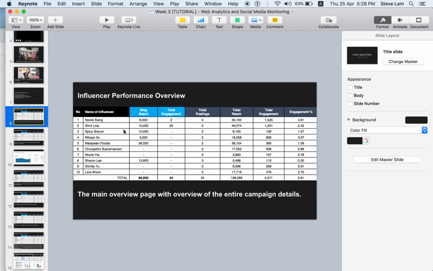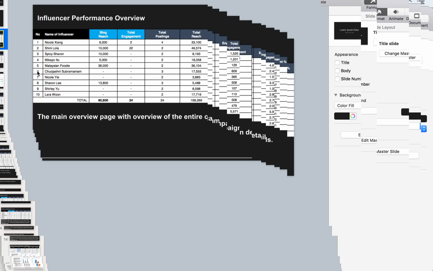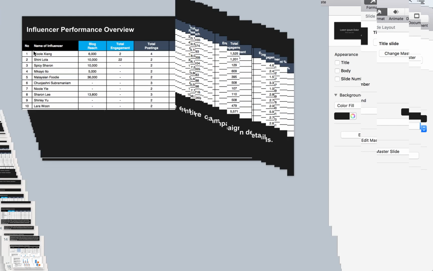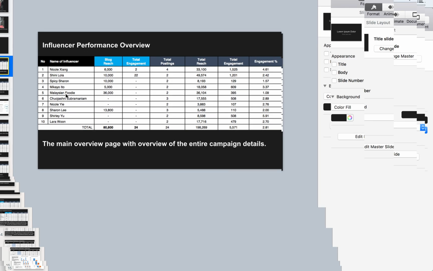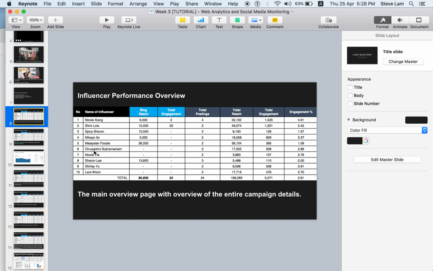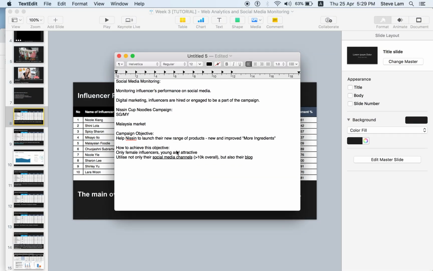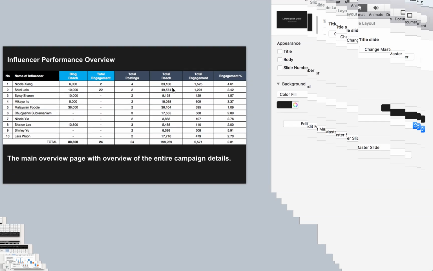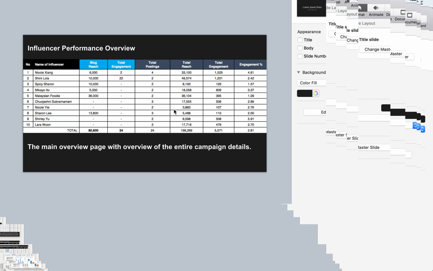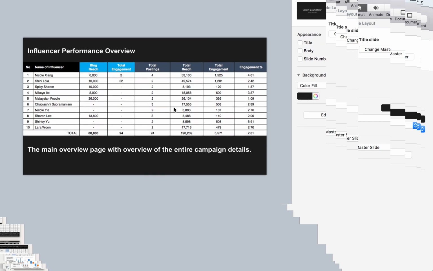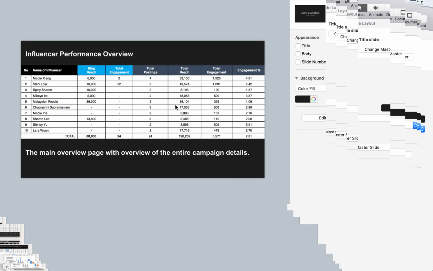But just to give an overview of all the influencers that we have engaged. So we engaged 10 of them, right? Nicole Xiang, Shini Lola, Spicy Sharon, Mikayo Ito, Malaysian foodie, which is actually a Chinese lady, but she just wants to give a nickname. Chojashni, her nickname is Crappy Blogger, really crappy blogger. Nicole Yi, Sharon Lee, Shirley Yu, and Lara Woon. And their total reach, like I said, they weren't that anal about their reach. The total reach is mostly above 10, but there's some that's quite poor. But even then, they weren't that particular with it. So because the rest of it can cover back, right?